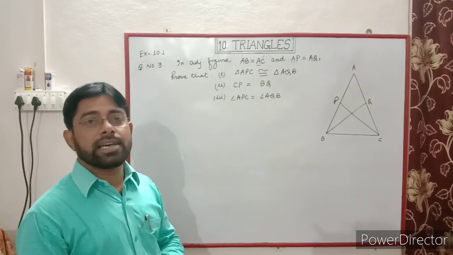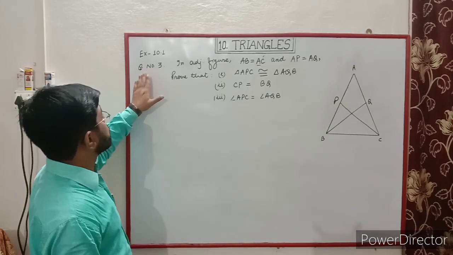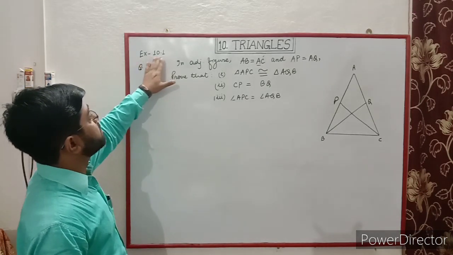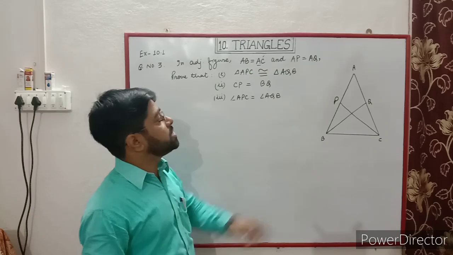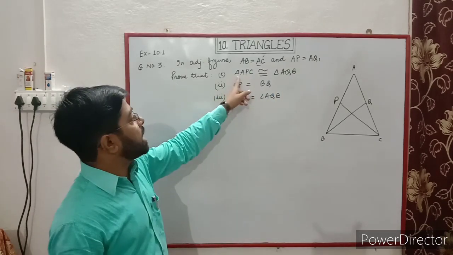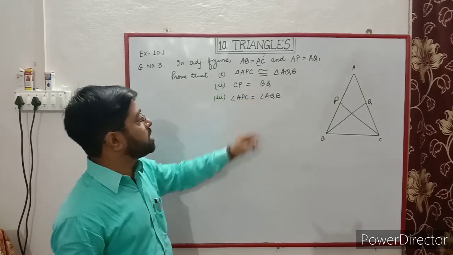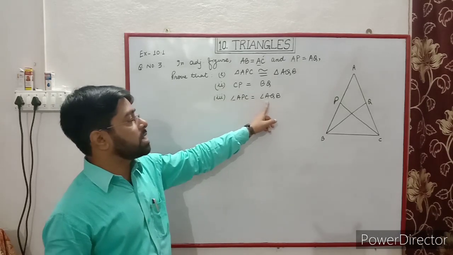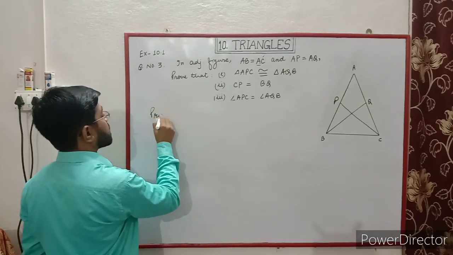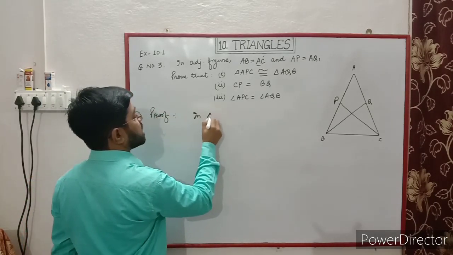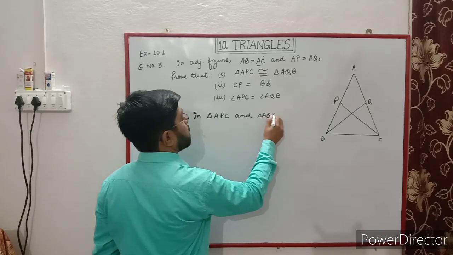Problems based on the SAS congruency rule and SSS congruency rule. See the first, question number 3 from exercise 10.1. In the adjoining figure, AB is equal to AC and AP is equal to AQ. Now we have to prove first, triangle APC is congruent to triangle AQB. Second, CP is equal to BQ. Third, angle APC is equal to angle AQB. From the given figure, first we take triangle APC and triangle AQB.